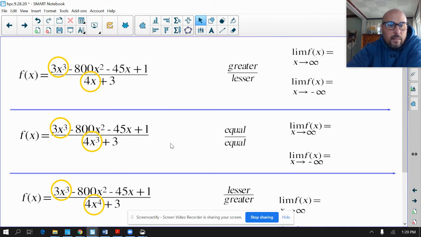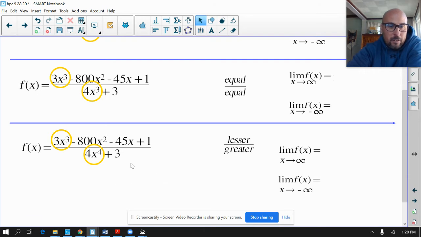All right, let's start with the bottom one first. That's the easiest one to understand. When x gets really large, again, only the dominant term really matters. This is going to be a large number for sure, because x cubed times 3 makes it very, very large. But it gets totally outpowered by this, x to the fourth. x to the fourth rises more quickly than x to the third.